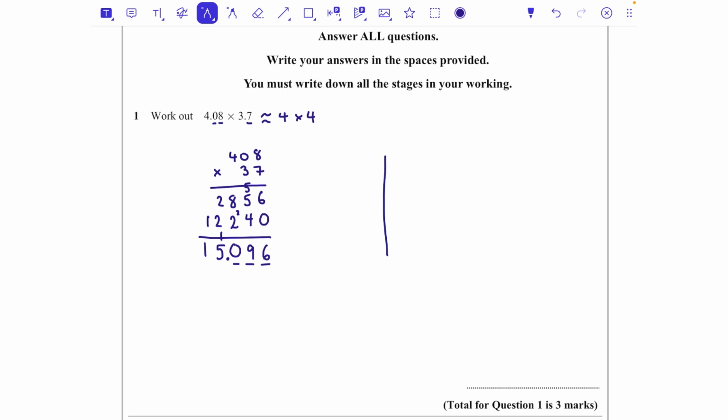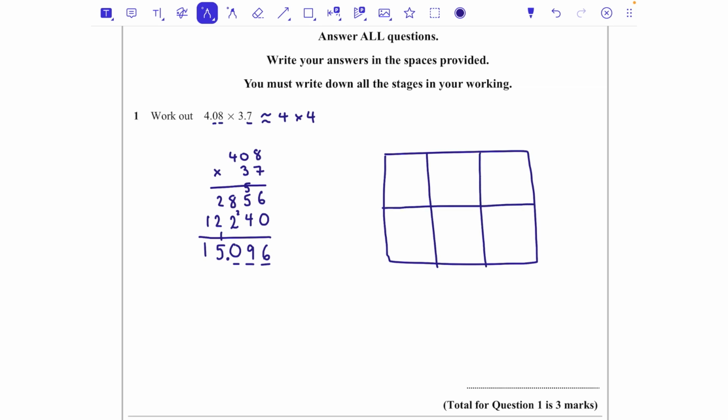Method number 2 would be the lattice method. Now to do this, you're going to need to draw a grid that is 3 boxes wide, because I've got 3 digits in that first number, and 2 boxes tall because I've got 2 digits in that second number. So I'm going to write that over the top, 4.08 multiplied by 3.7.